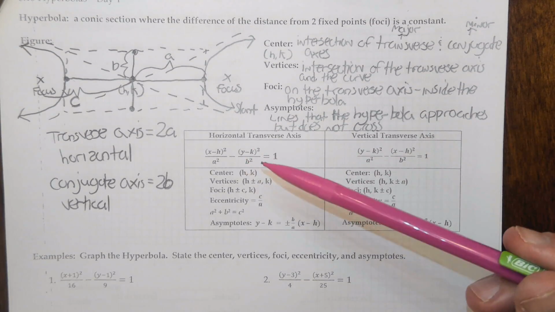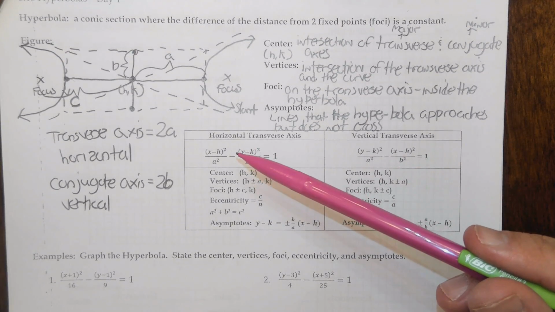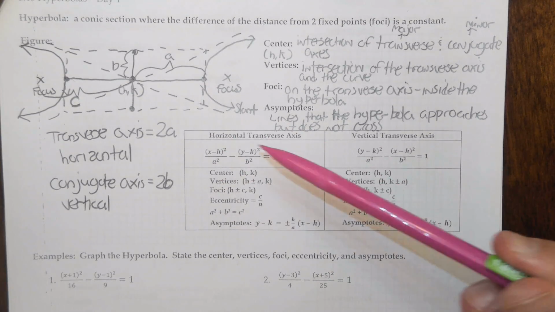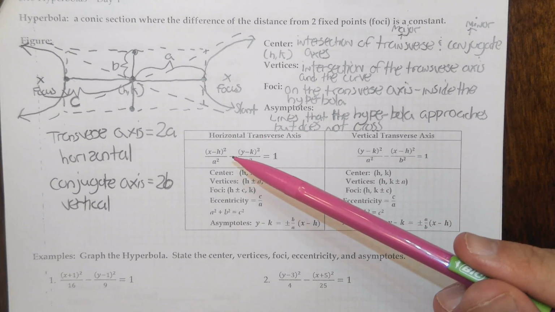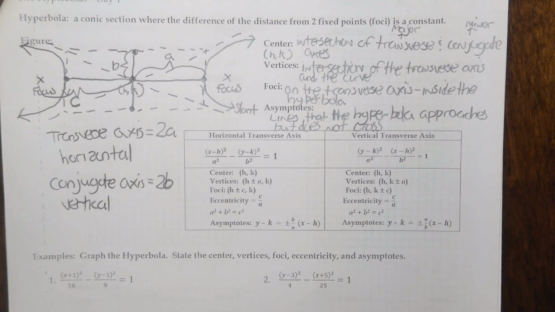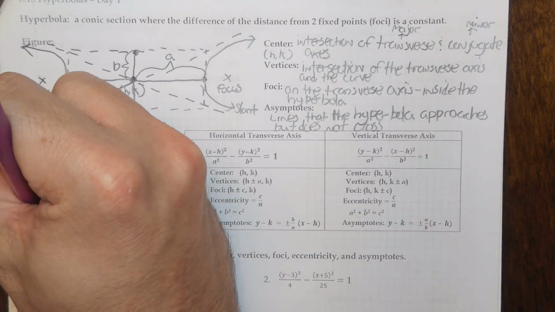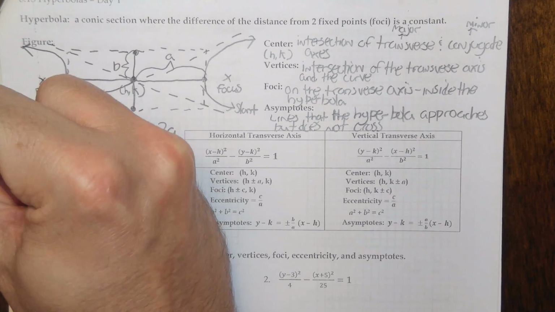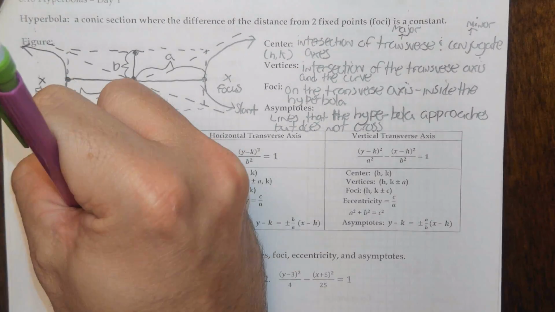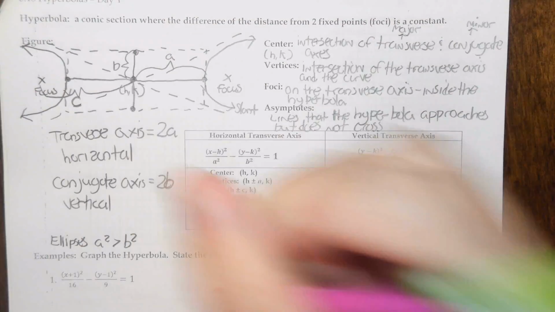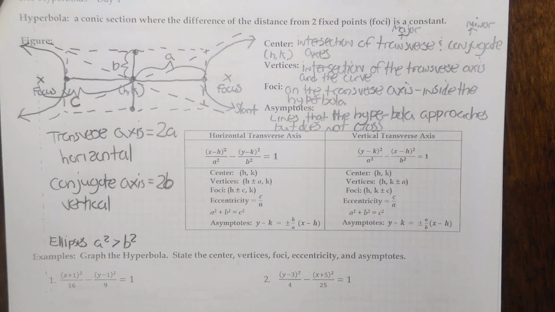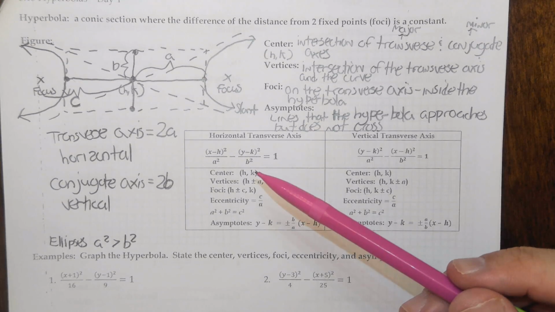The only thing that has changed from just looking at the formula straight off is that instead of having a plus between them like we had for ellipses, now we have a minus. Now, how do we determine where a squared and b squared are? With ellipses, remember, a squared was always bigger than b squared. With hyperbolas, it's not the case.